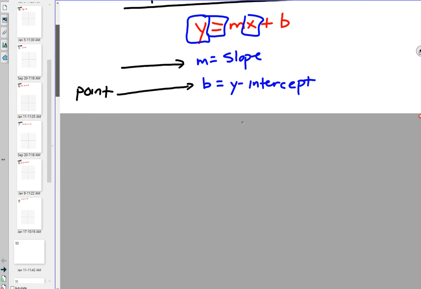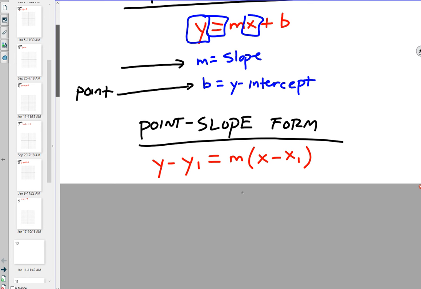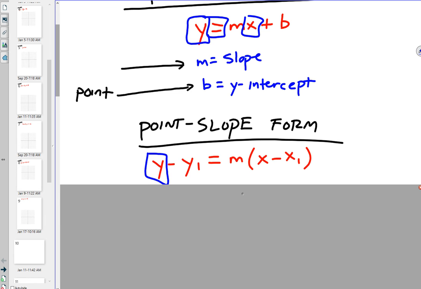Let's keep on going. I'd say probably the second most popular form is called point-slope form. And this is what point-slope form looks like. Again, I'm going to highlight what you should expect to always see so that then we can figure out what makes this different.